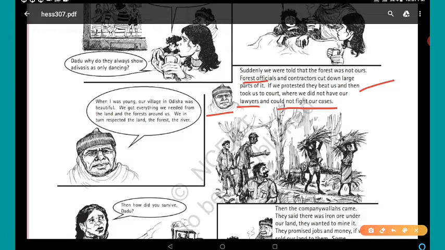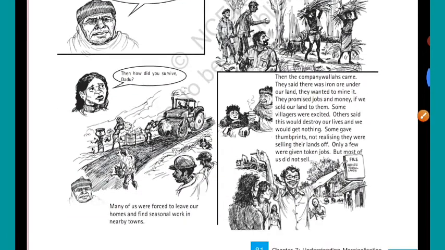So in this way, they were expelled from the forest. Forests were like their home, but now they were expelled by the forest laws passed by the government, and forest officials and contractors expelled them from the forest.